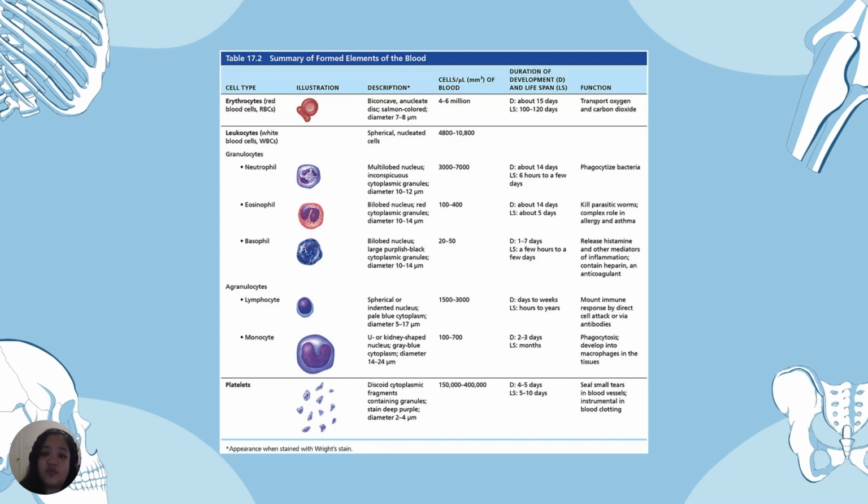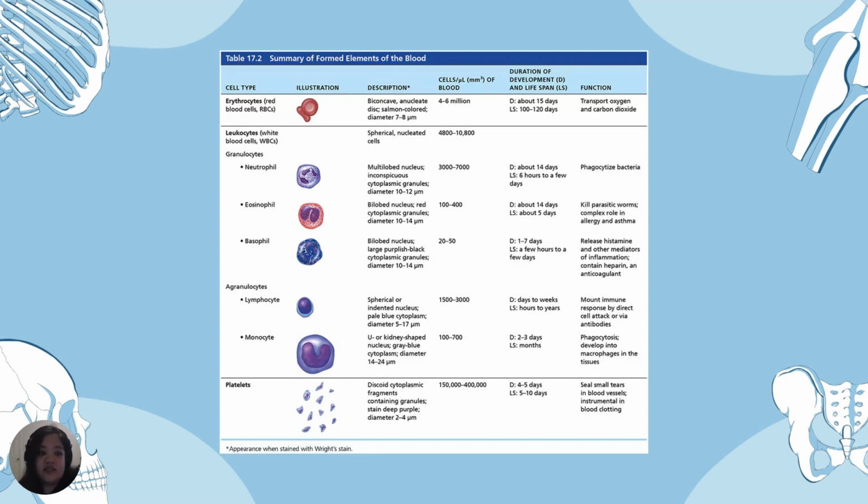The last type of granulocyte is your basophils. The structure is that they are usually bilobed, meaning two lobes. They have large purplish black granules, and the function is to release histamine and other mediators of inflammation, containing heparin, an anticoagulant.